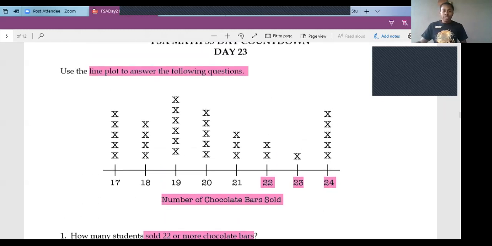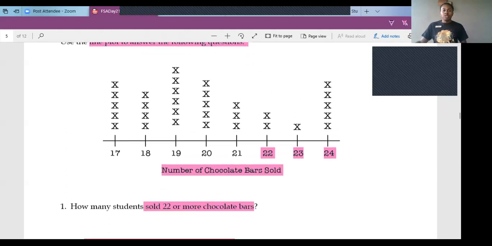We're on day 23 here. It says use the line plot to answer the following questions, all right? So we're gonna use this line plot. Now, as we see, this information did not give us a table. They expect us to know what a line plot is and exactly how to use it. So for example, if 19 is repeated more than once in a table, then that's how many X's we would put above it instead of just repeating the number 19 on a number line. That's what a line plot basically does, okay?